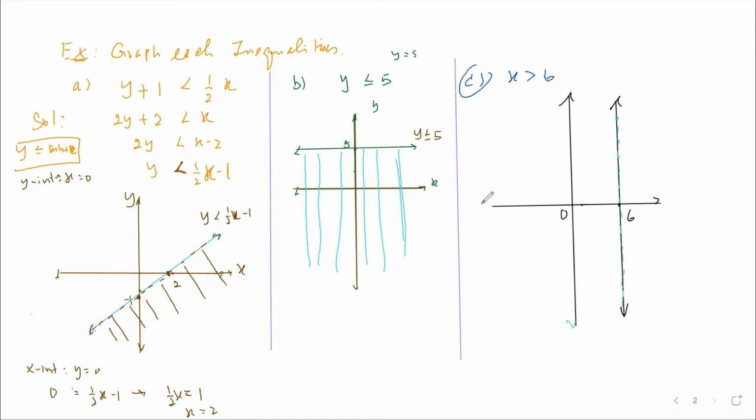And then how to shade it? Greater than, right? So it should be to the right-hand side, greater than. So you shade it in this way, and then that's the answer.